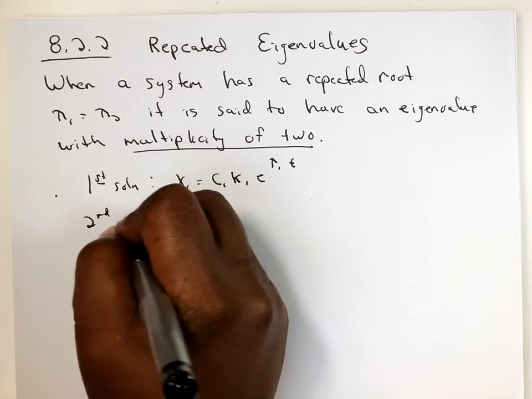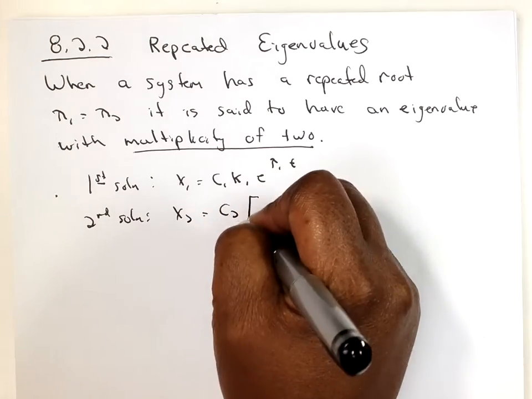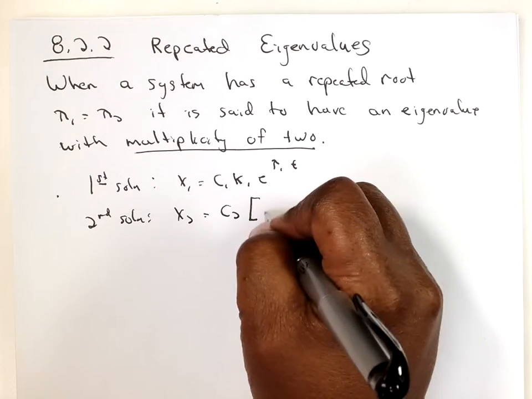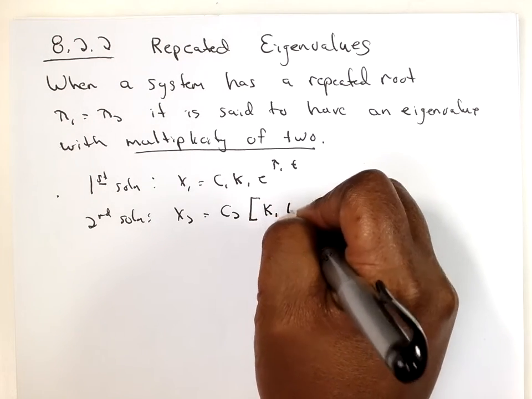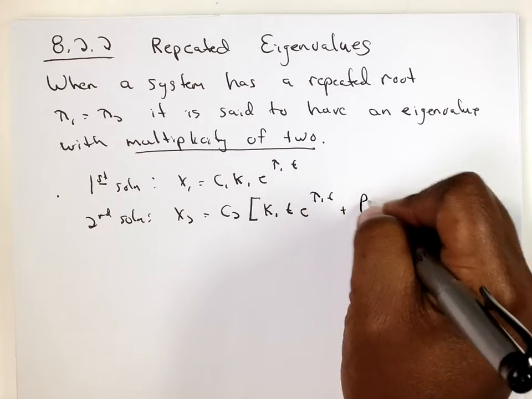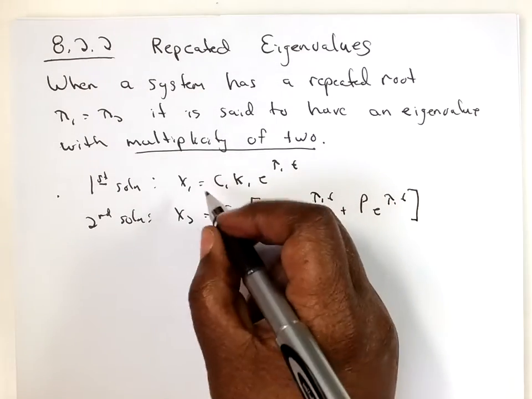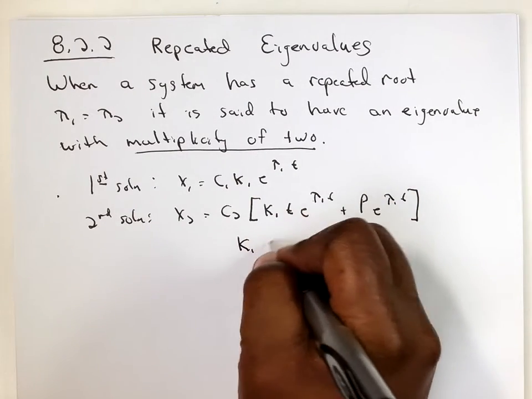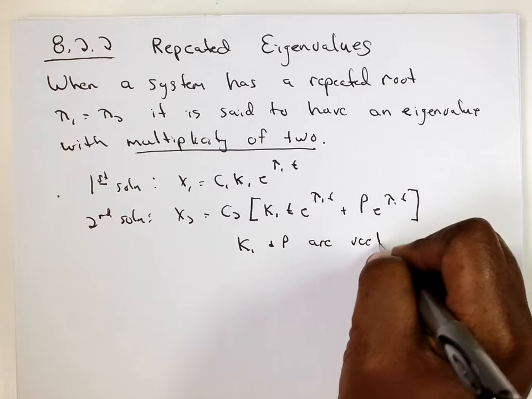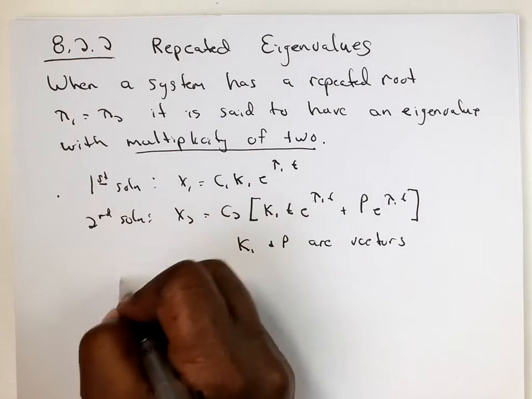Our second solution, x2, is going to be C2, and then we're going to repeat this root except it's being multiplied by t, so it's going to be K1 t e to the lambda 1 t plus p e to the lambda 1 t. K1 and p are vectors. And K1 we found just the same as before.